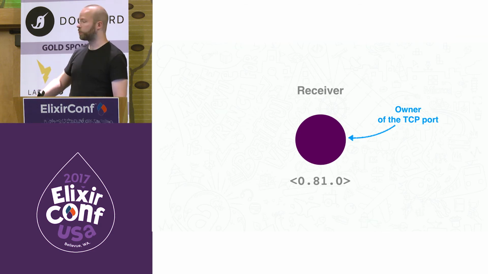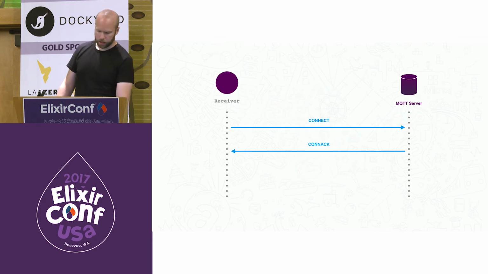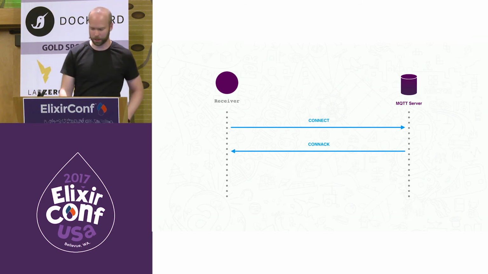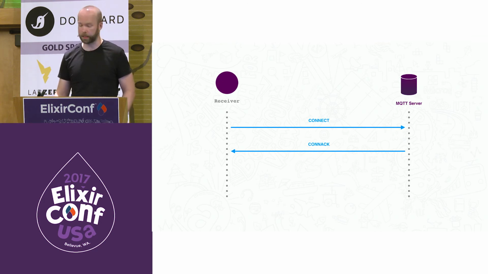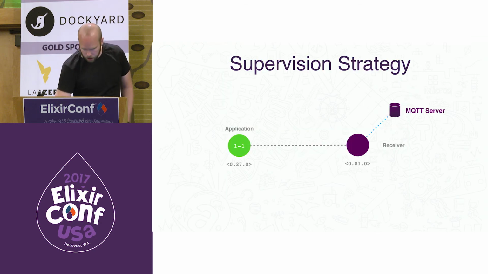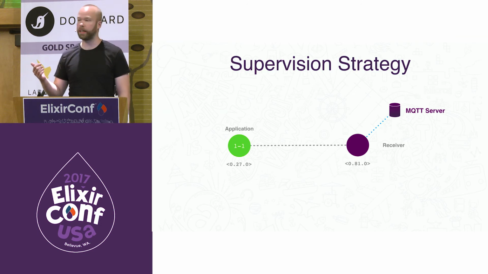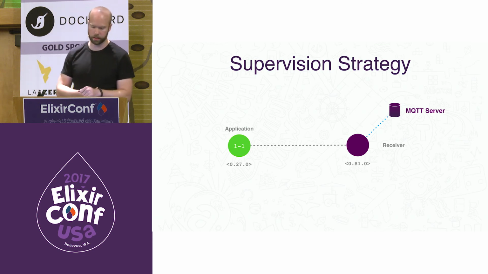And this is, through the slides, I will use this notation for processes. The connect message is the hardest one in the protocol. So for this presentation, I will just jump over it and not spend too much time on it. Hopefully by the end of the talk, we should be able to implement it. And we want to supervise it, so we create an application with the supervision spec in it and supervise our receiver.